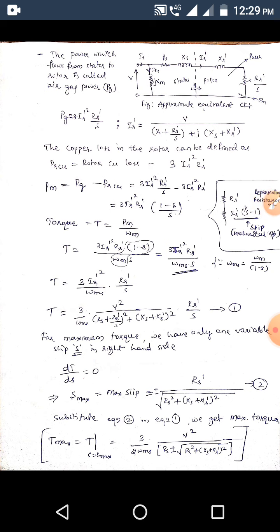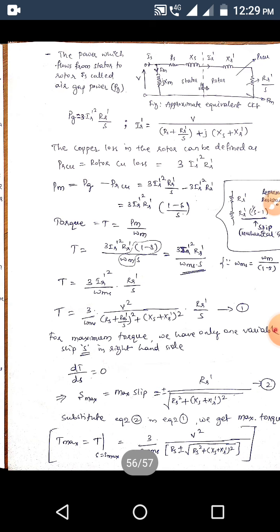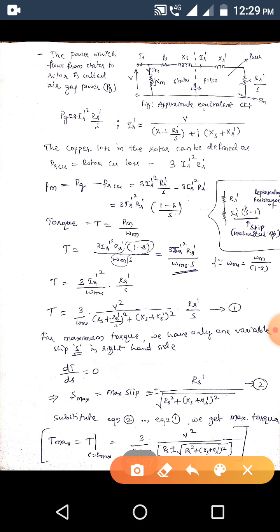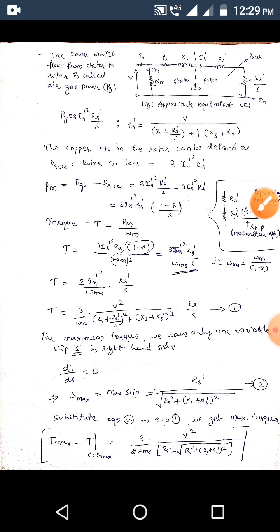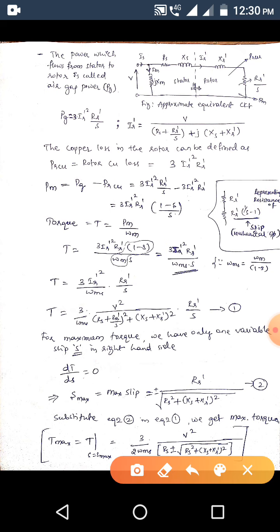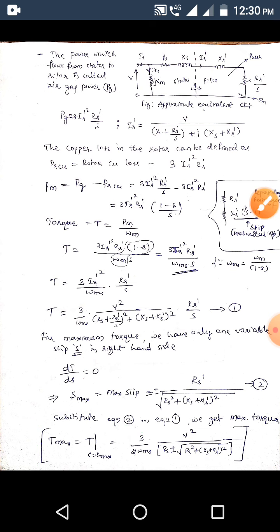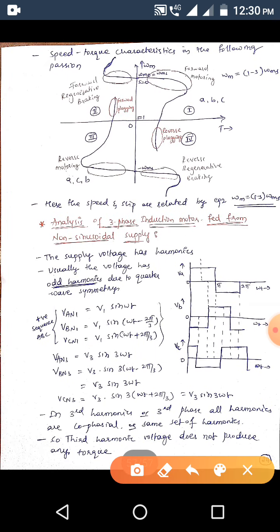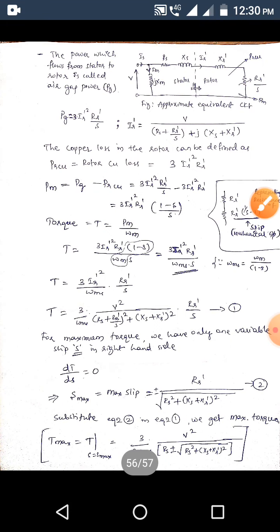The maximum torque is equal to 3 divided by 2 omega ms into V square divided by Rs plus or minus of Rs square plus (Xs plus Xr prime) whole square. Okay, so we'll get the maximum torque equation here. Then let us draw the speed torque characteristics of the equivalent circuit diagram for per phase.